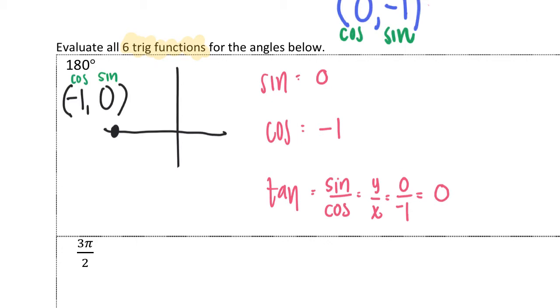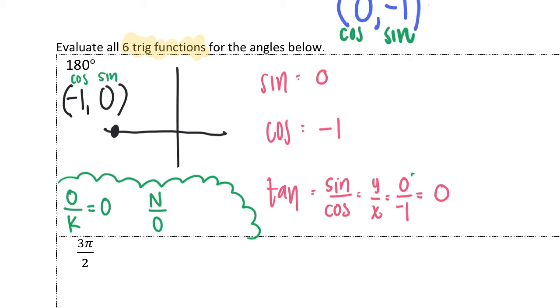Now, just a little tidbit sidebar review. Kids always get confused when you have 0 in the numerator, whether it's 0 or not. If you have 0 in the numerator, that is okay. You can remember 0 in the numerator is equal to 0. If, on the other hand, you have 0 in the denominator, that's a big old no. That would be an answer of undefined.